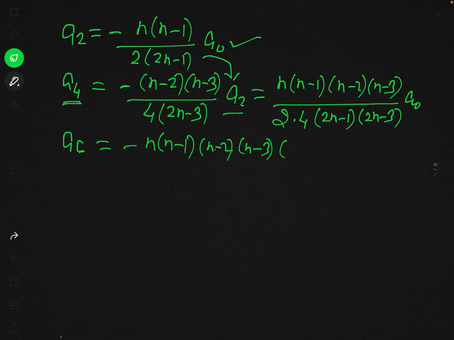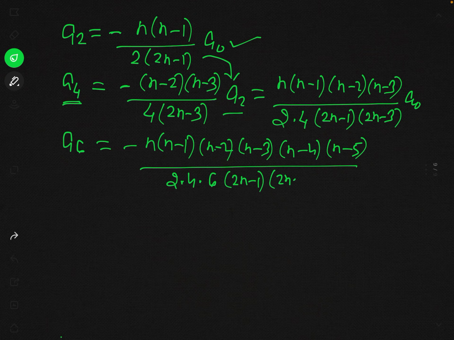आप देख रहे हैं कि जब 4 है तो 3 तक हम लोग आए हैं, तो 6 है तो 5 तक आना होगा। into n minus 4 into n minus 5 and divided by 2 into 4 into 6 into 2n minus 1 into 2n minus 3 into 2n minus 5 into a naught. तो आपने देखा कि हम इंडक्शन से डायरेक्ट इसको देखते हुए अब आगे के टर्म को बता सकते हैं। a8 लिखेंगे तो प्लस आ जाएगा, फाइनली आप a7 तक जाएंगे, यहाँ 2n minus 7 हो जाएगा और लास्टली a naught होगा। But there is no need to write the values of all the coefficients.